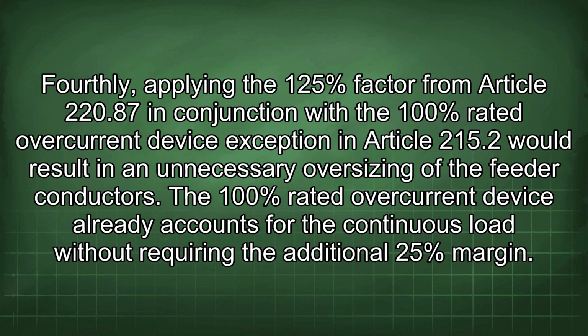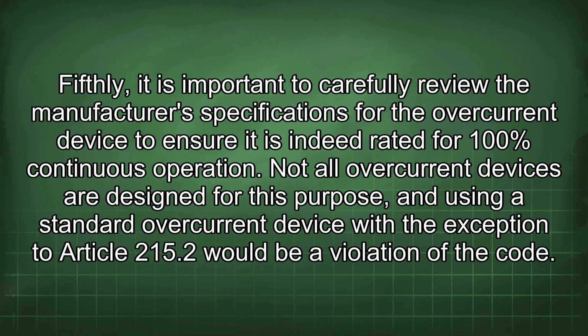Fourthly, applying the 125% factor from Article 220.87 in conjunction with the 100% rated overcurrent device exception in Article 215.2 would result in an unnecessary oversizing of the feeder conductors. The 100% rated overcurrent device already accounts for the continuous load without requiring the additional 25% margin. Fifthly, it is important to carefully review the manufacturer's specifications for the overcurrent device to ensure it is indeed rated for 100% continuous operation. Not all overcurrent devices are designed for this purpose, and using a standard overcurrent device with the exception to Article 215.2 would be a violation of the code.